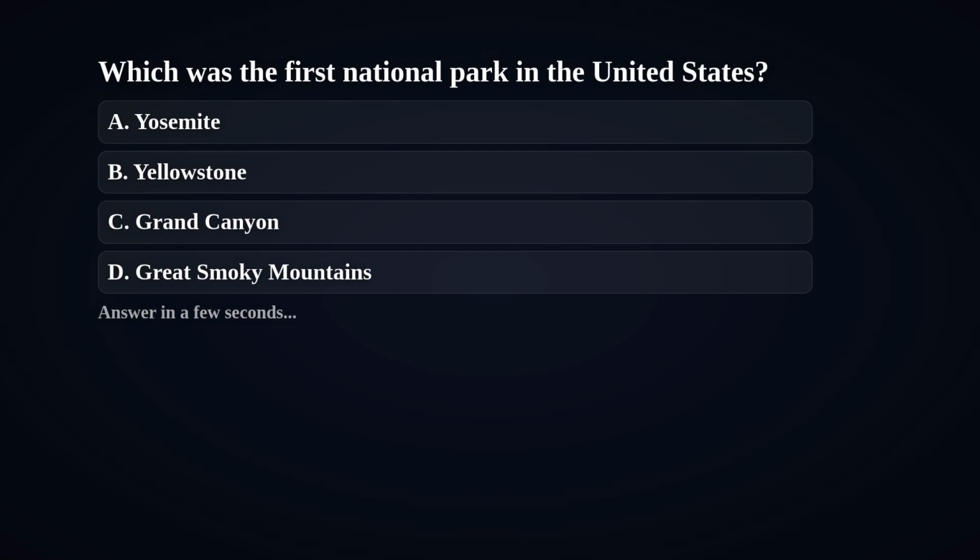A. Yosemite. B. Yellowstone. C. Grand Canyon. D. Great Smoky Mountains.